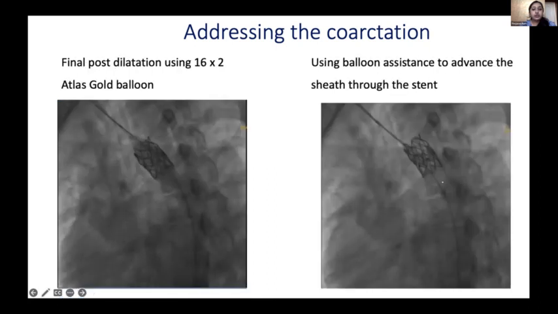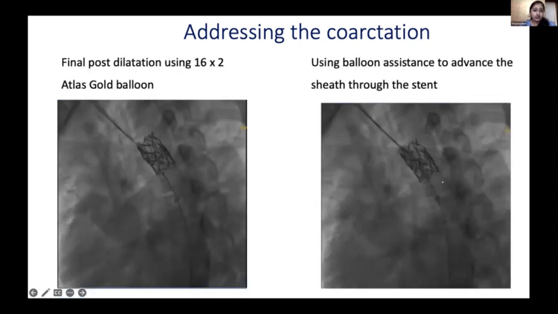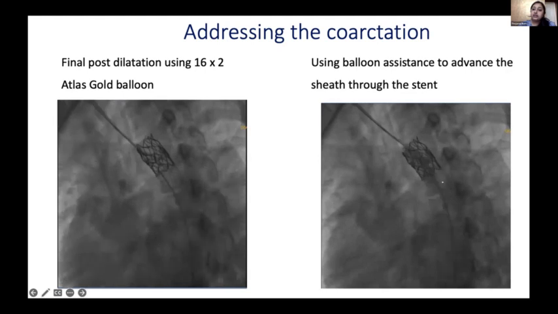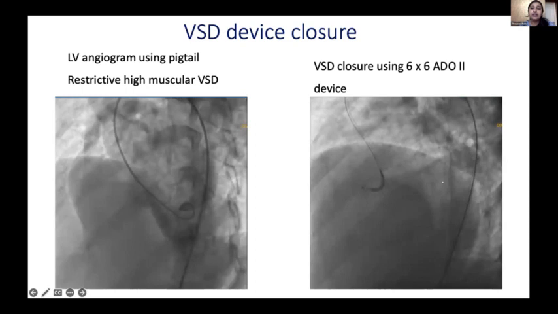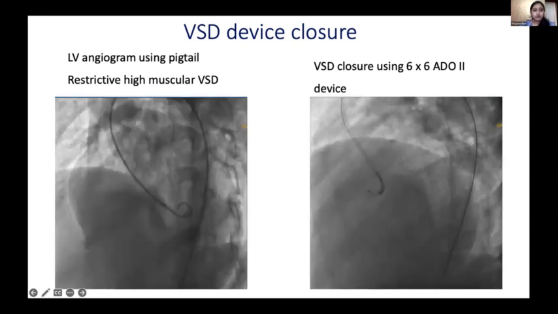Final post-dilatation was done using a 16×2 Atlas Gold balloon. And using the same balloon, we advanced the sheath across the stent and addressed the VSD using a 6×6 ADO2 device.